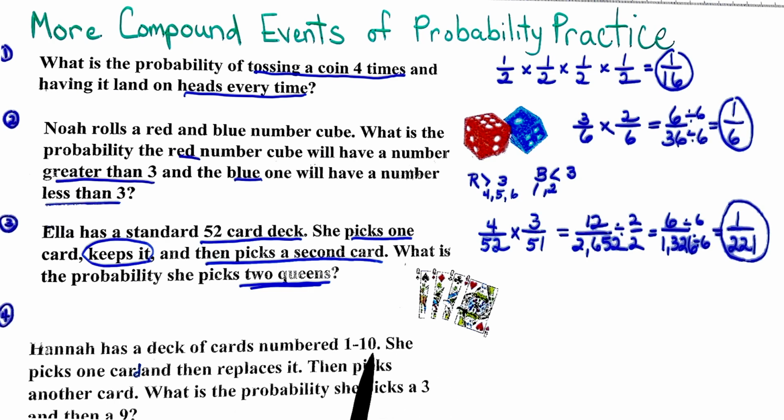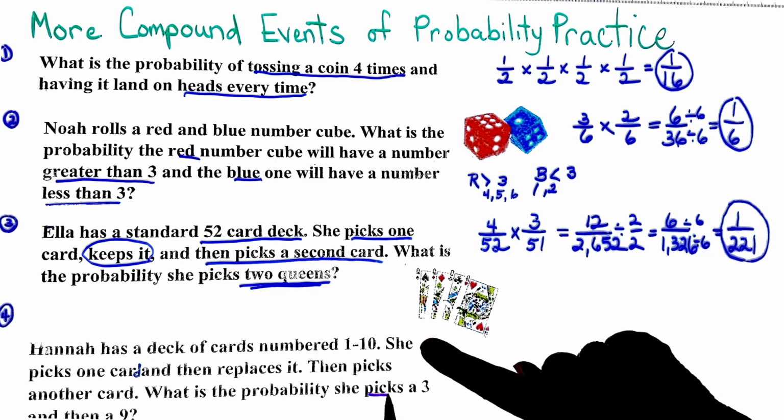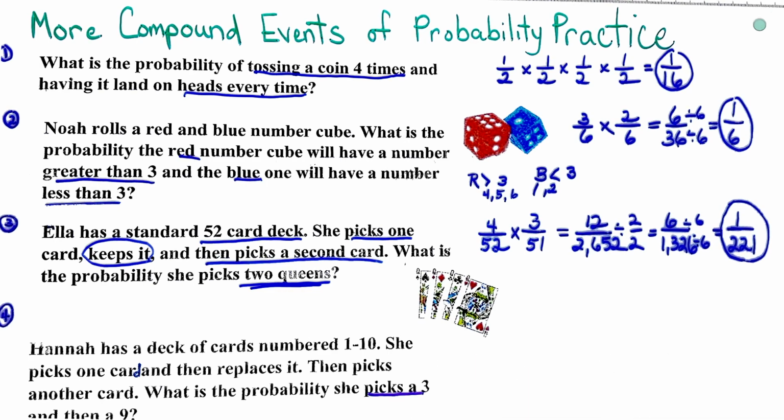So when I'm talking about numbers 1 to 10, I know that those are going to be 10 cards, but she wants to pick a 3 and she wants to pick a 9. Well, there's only going to be 1 3 in those cards. So it's a 1 out of 10 chance in order to get the 3, and then to get the 9, remember, she puts it back in. It's a 1 out of 10 chance again for a 9. So it's only a 1 out of 100 chance that she would be able to pick a 3 and then pick a 9.